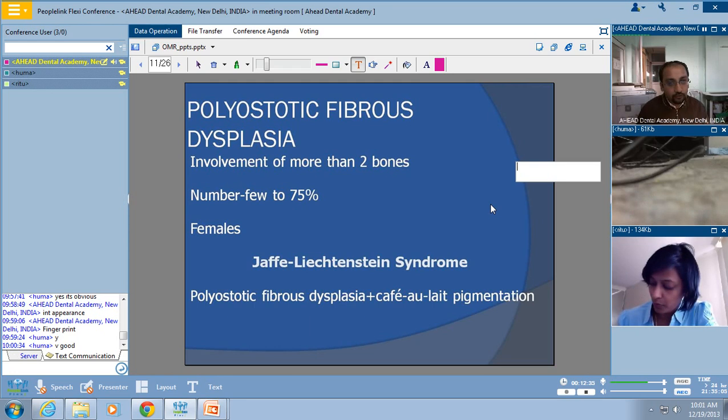Now the only difference is Jaffe-Lichtenstein syndrome. I've just written it down. It is when fibrous dysplasia involves two or three bones and it is associated with café-au-lait pigmentation, we call it Jaffe-Lichtenstein syndrome. Is it clear?